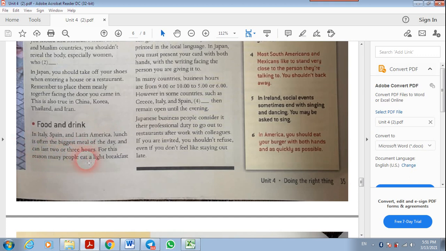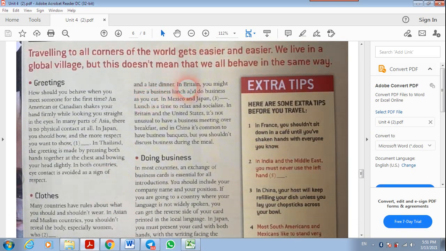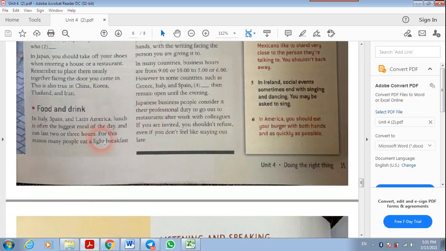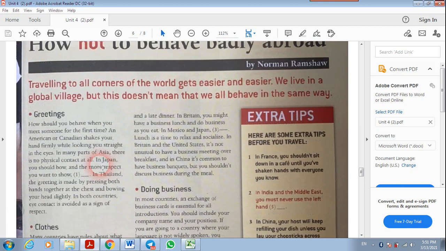Okay. This is the first sentence. For this reason, many people eat a light breakfast and a late dinner. If your lunch is big and lasts a long time, how should breakfast be? Light. And a late dinner.